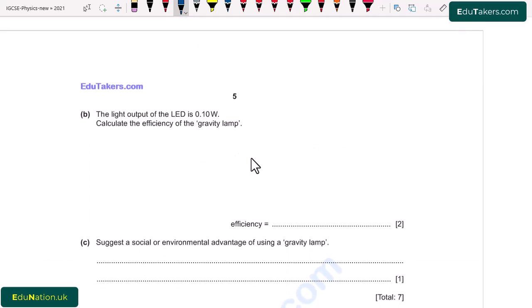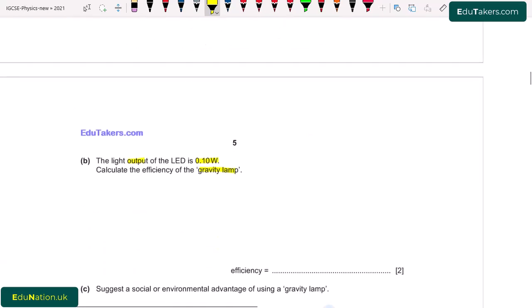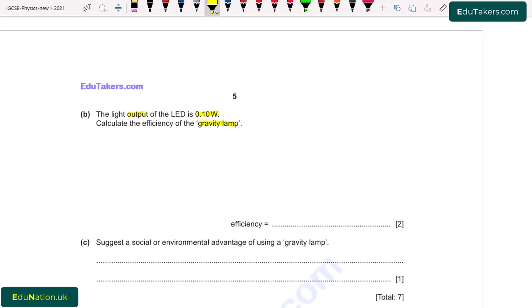Part B. The light output of the LED is 0.10 watt. Calculate the efficiency of the gravity lamp. Here we have to calculate the efficiency, and we know that efficiency is the ratio of output power to input power. Here light output is given. It means that the output is 0.10 watt, and in the last part we have calculated the power, that is the input power, and it is 0.17 watt. We use this value as the input power and the value of output power is 0.10 to calculate the efficiency.